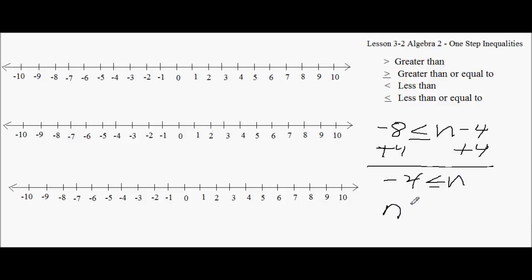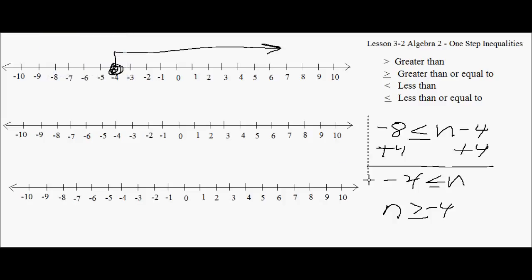So I like to flip it and keep the arrows pointing at the negative 4. This way it reads all the numbers greater than or equal to negative 4. So all the numbers greater than or equal to negative 4 goes like that. That's very important. And then when the letter is on the left, the arrows match up.